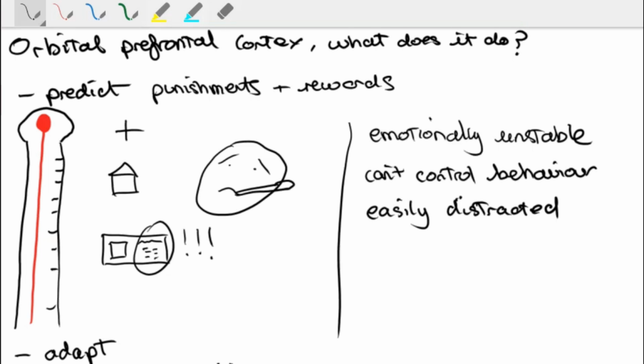As is the case with other areas of the prefrontal cortex, damage to the orbital region will result in difficulty or disruption with the mentioned functions. You can become emotionally unstable or have outbursts, become unable to control your behavior in terms of being talkative and active, and you may find yourself become easily distracted.